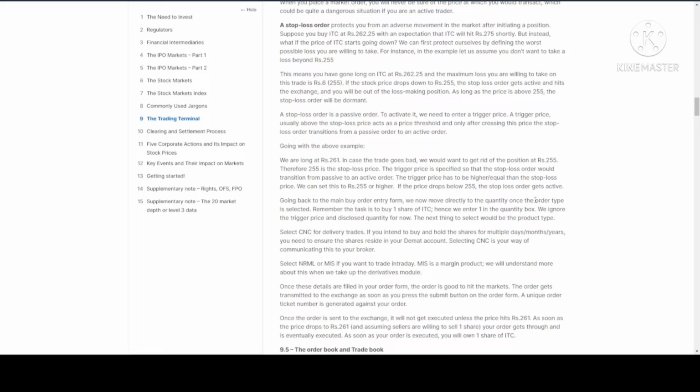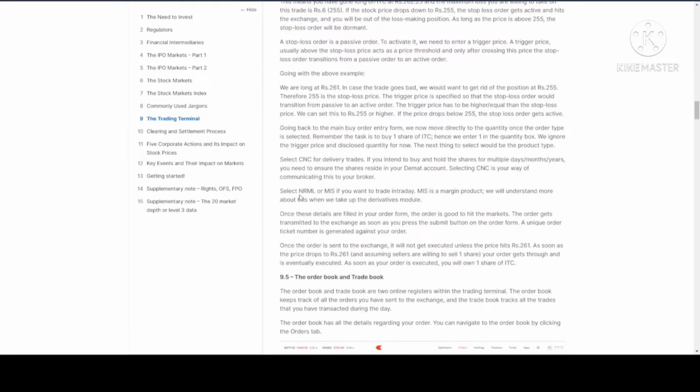If you intend to buy and hold the shares for multiple days, months, years, you need to ensure the shares reside in your demat account. Selecting CNC is your way of communicating this to your broker. Select NRML or MIS if you want to trade intraday. MIS is a margin product. We'll understand more about this when we take up the derivatives module.